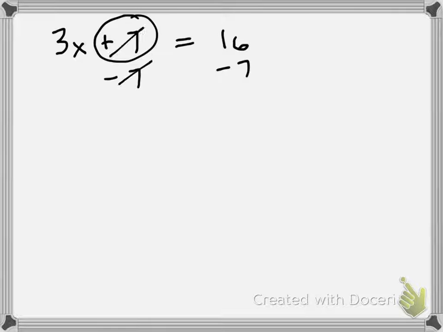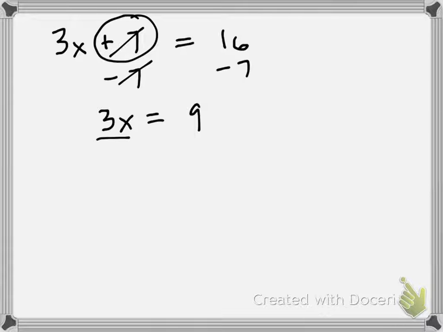So 7 minus 7 is equal to 0. We can cancel those off. Leaves us with that 3x over there on the left. On the right side, 16 minus 7 is equal to 9. Okay, and then our next step here is to get rid of the 3. Again, we're working towards that goal of getting that x on one side by itself.